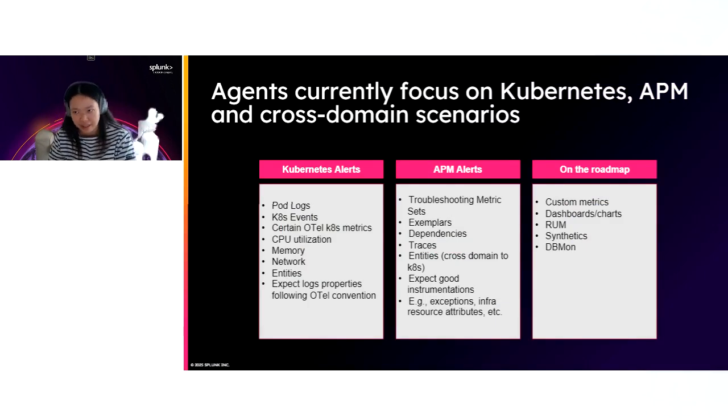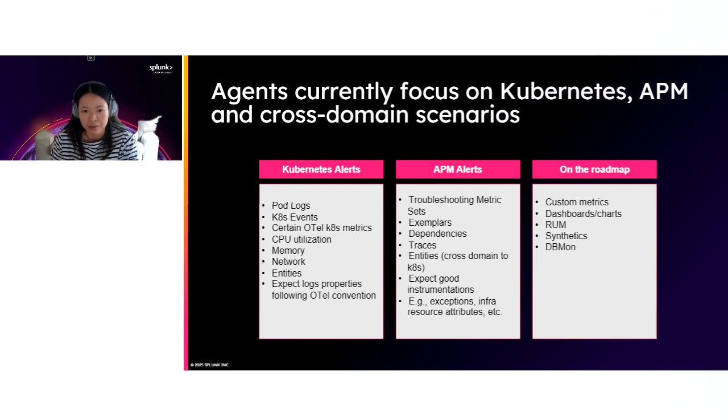So I said a lot of things in the demo, but there are a few things that I do want to call out. In that example, I was focusing on the Kubernetes alert. We are most strong in the pod logs, Kubernetes events, certain OTel Kubernetes metrics, CPU utilization, memory, network entities, and so on and so forth. We do highly recommend that you have some of the newer versions of the OTel collector, but we can work with you closely if you have other alternatives, such as FluentBit or FluentD.